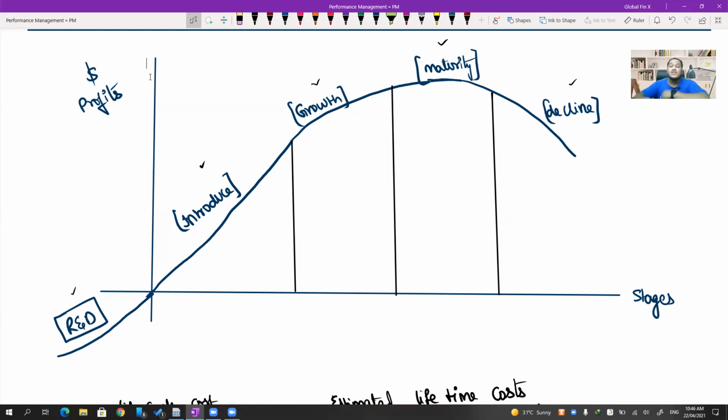But the biggest problem is there are lots of assumptions involved. Sir, what if my assumption goes wrong? You will run into losses. Tell me guys, is life cycle costing clear for you all?